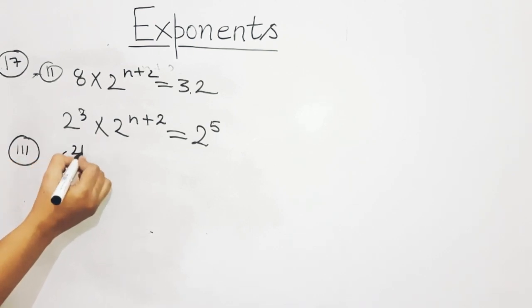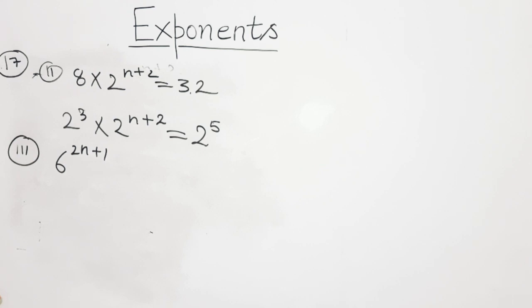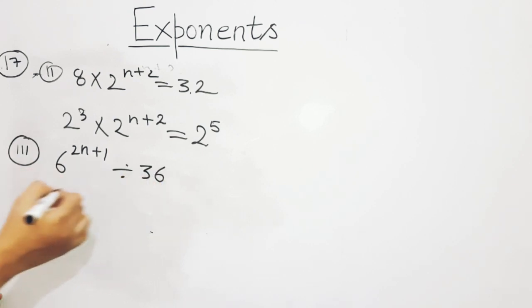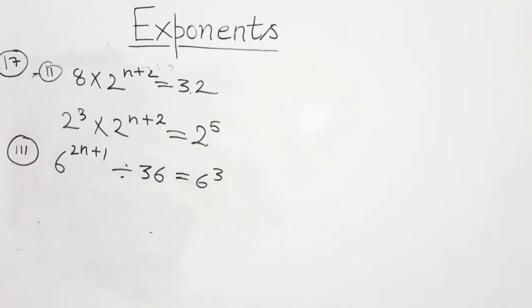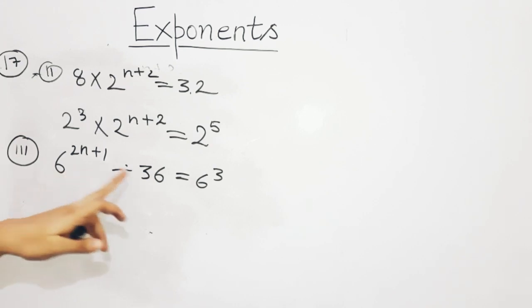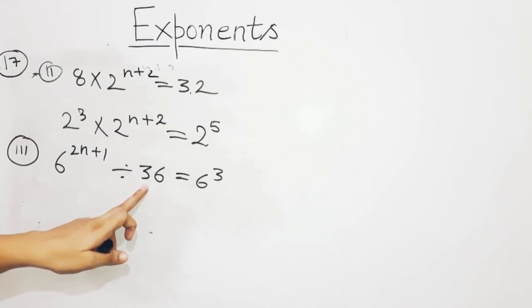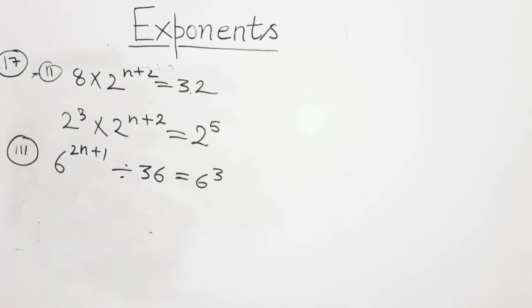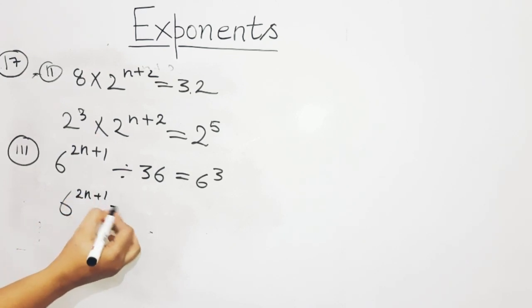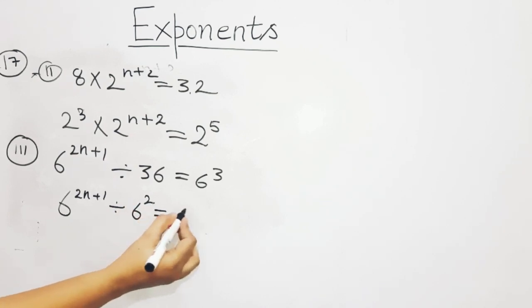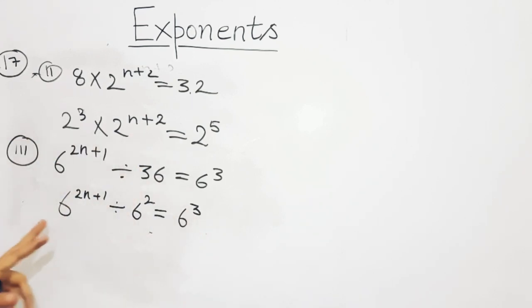So it is 6 to the power of 2n plus 1 divided by 36 is equal to 6 to the power of 3. Right? Is this the question? Yes. As you all can see, the minimum number over here is 6, and 36 can be written with base 6. If you know the answer, you can reply to me in the comment section. 36 can be written as 6 to the power of 2 and 6 to the power of 3 is already given. Now 6, 6, 6. All the bases are the same.